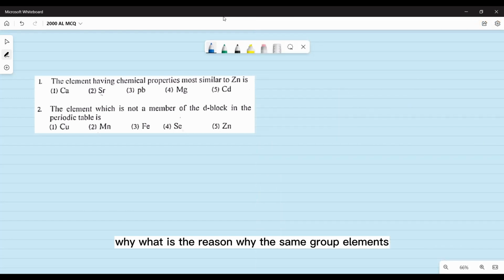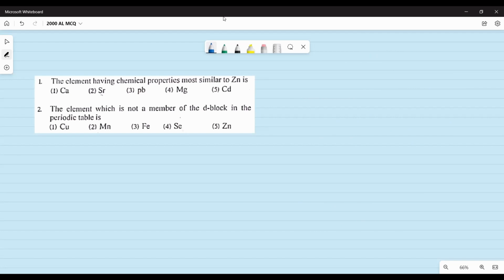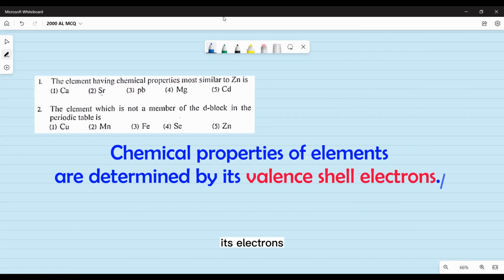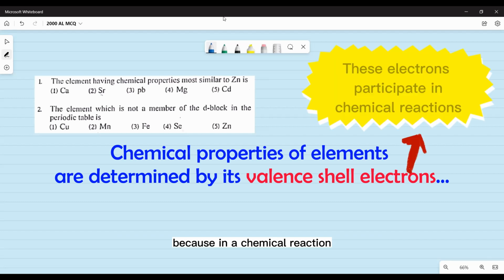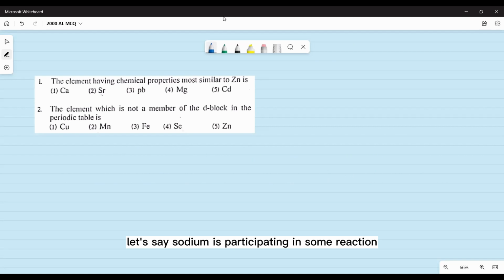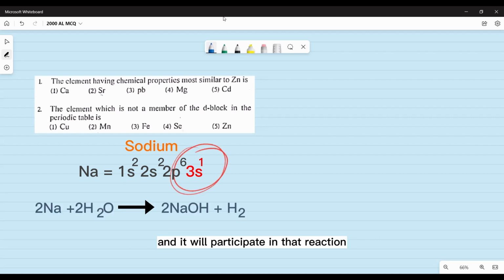Why? What is the reason? Why do the same group elements have similar chemical properties? The reason is their chemical properties are decided by their electrons. Because in a chemical reaction, what is usually exchanged is electrons. For example, let's say sodium is participating in some reaction. Then sodium will lose its last electron, the 3s1 electron, and participate in that reaction.